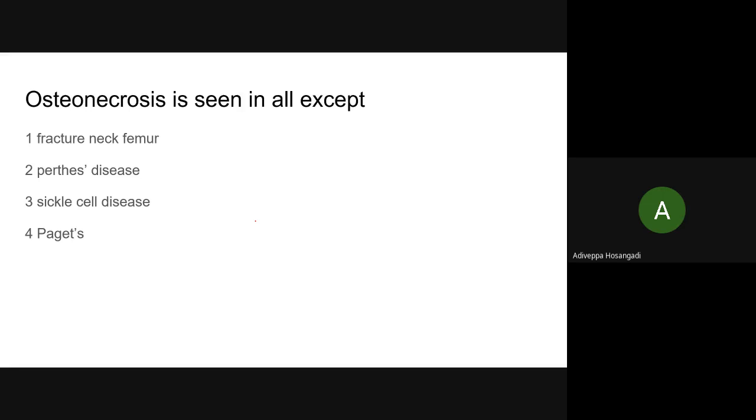Good. Osteonecrosis is seen in all except. We have dealt with this. Option 2. Don't be in a hurry. You are not here to reach first, but you should reach in time. Anybody want to rectify? Just go read again. Don't be in a hurry to answer.